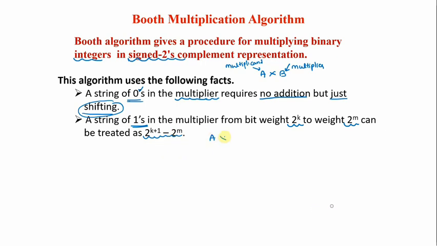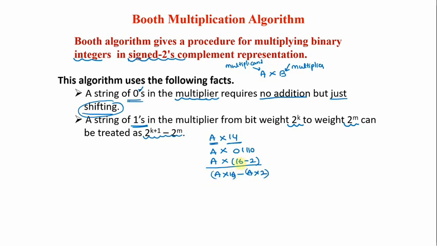Suppose I have a number A that is to be multiplied with 14. Now 14 in binary is represented as 0 1 1 1 0. Now 14 can be written as 16 minus 2. So A into 14 means A into 16 minus A into 2. Right? A into 16 minus A into 2.